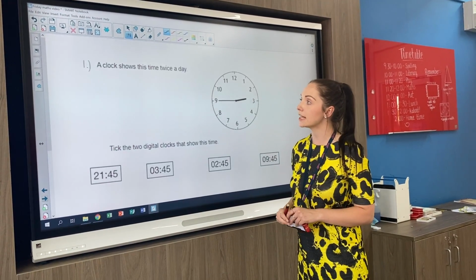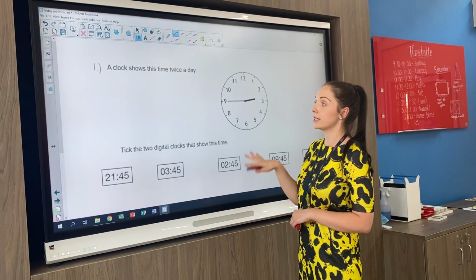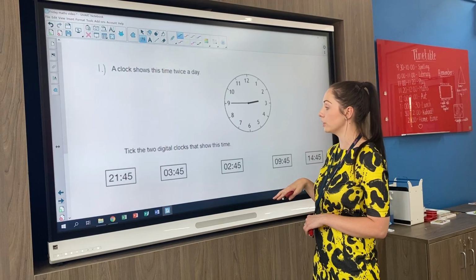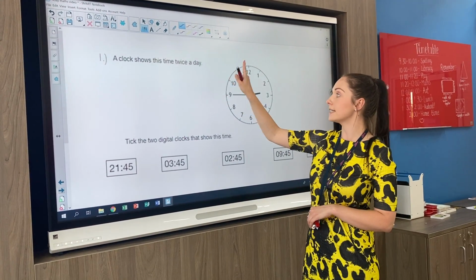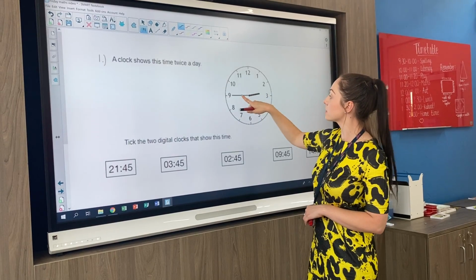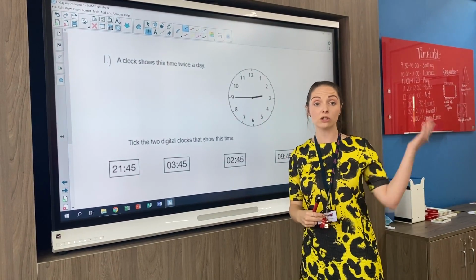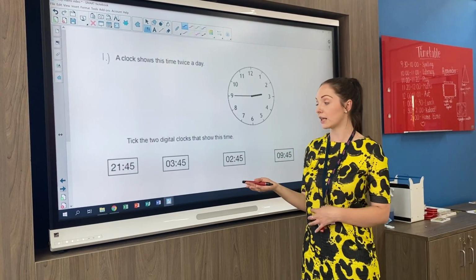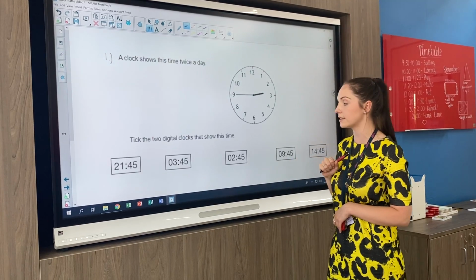Okay, on your hot sheet then, you've got to use that knowledge of the 24-hour clock and apply it to some SATs style questions. So on this one it says, a clock shows this time twice a day. Okay, so here we've got 2:45, haven't we? So obviously that's 2:45 in the morning and 2:45 in the afternoon. And you've got to tick the 2 digital clocks that show this time.